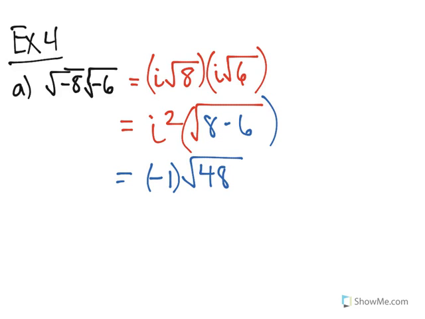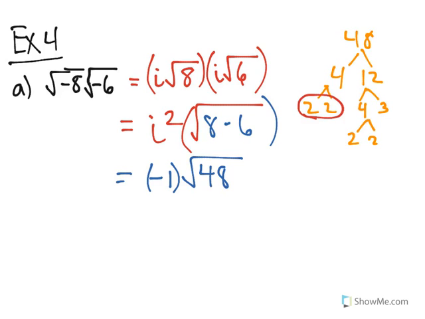When you do the square root of 48, I like to do a little factor tree, looking for squares. I get 4 and 12, 2 and 2, 4 and 3, 2 and 2. So here's the prime factorization for 48, but I'm looking for pairs. I have a pair of 2's here, a pair of 2's here. So anything that's a pair gets multiplied to the outside.